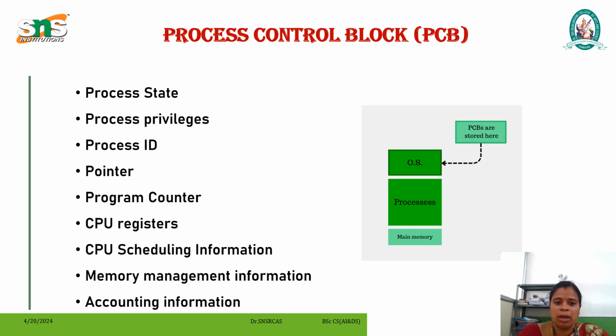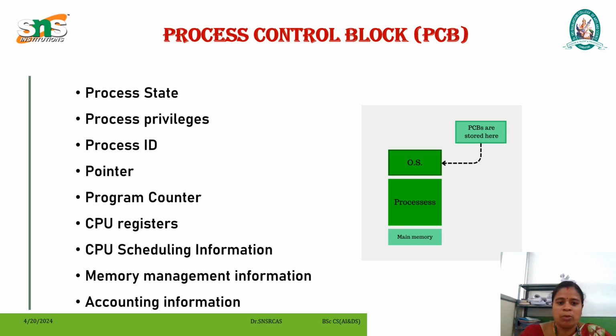Next one, process ID. Unique identification for each process in the operating system. Next one, pointer. Pointer is to a parent process. Program counter. Program counter is a pointer to the address of the next instruction to be executed for this process. Next one, CPU registers. Various CPU registers per process need to be stored for execution in the running state. CPU scheduling information, process priority and other scheduling information which is required to schedule the process.